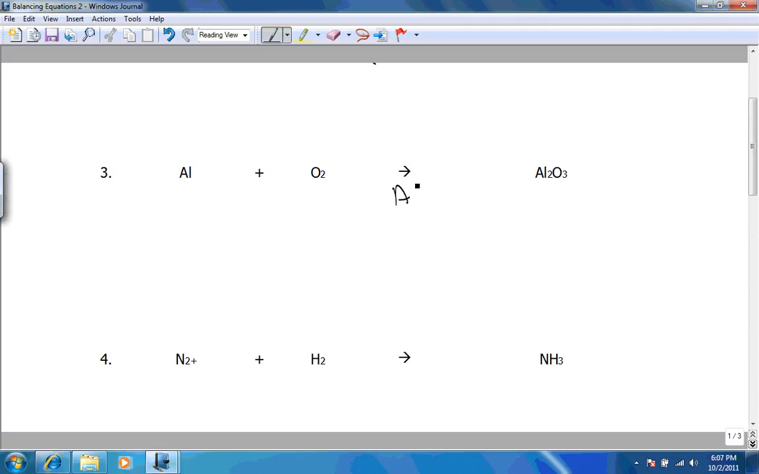We have Al and we have O. We have 1 Al on the left and we have 2 on the right. We have 2 O's on the left and we have 3 on the right. So let's start with the aluminums. We have 2 here, 1 there, so we're going to multiply this by 2 in order to balance that out. Oxygens, we have 3 and 2. The smallest number that's divisible by both 2 and 3 is actually 6. So we're going to multiply the right-hand side by 2 to equal 6, and we're going to multiply the left-hand side by 3 to equal 6.